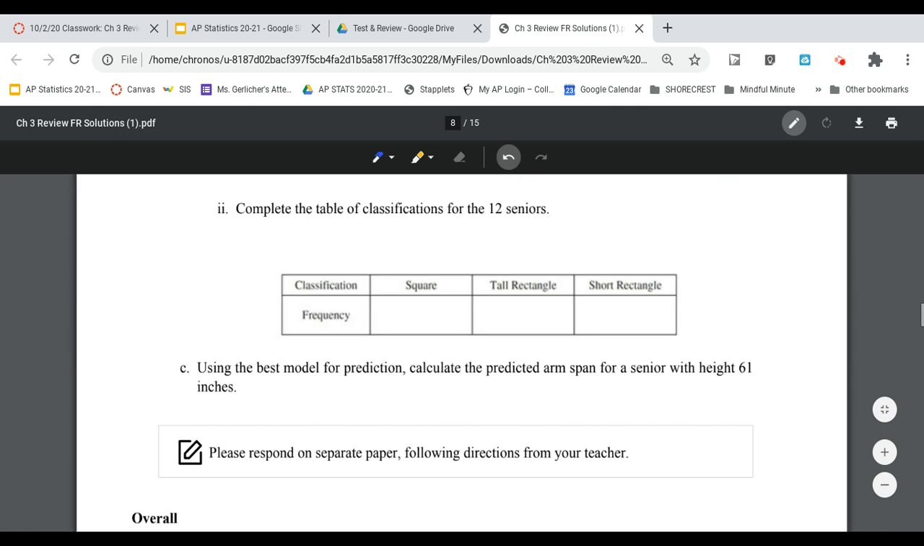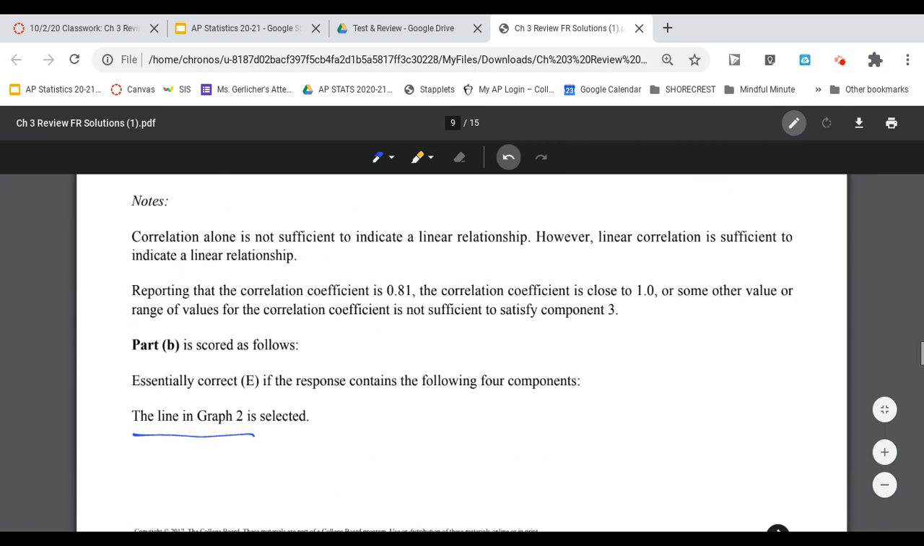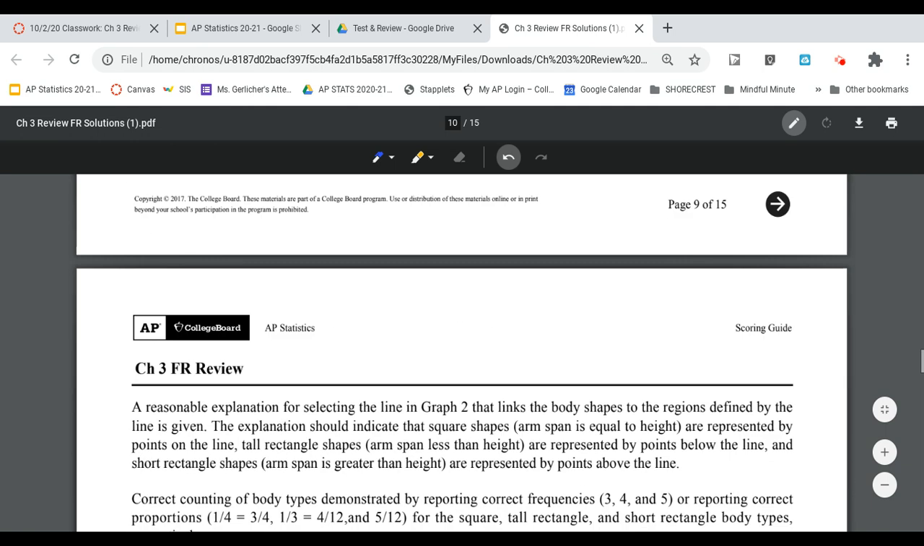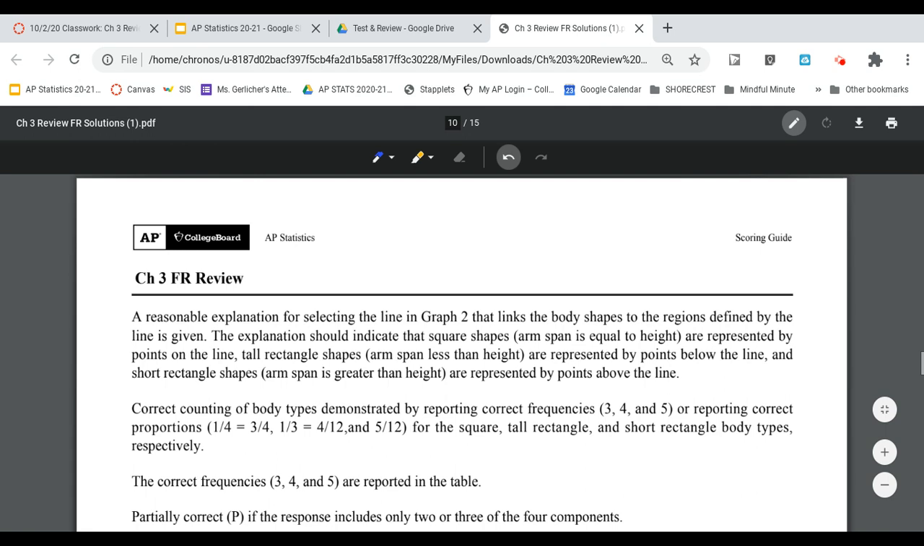Now let me go down to how they would score it. It's so easy to get lost in these. The line in graph 2 is one of the things they're looking for. Your answer is graph 2. They're looking for a reasonable explanation as to why that is the right answer, and you could talk about the things I just talked about. Above the line is a short rectangle, below the line is a tall rectangle, and exactly on the line is a square.